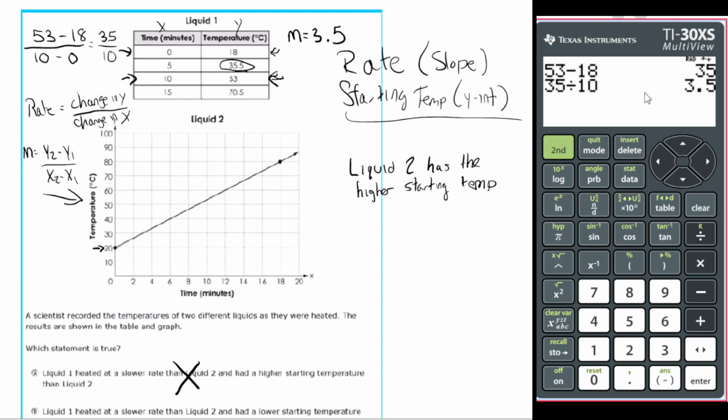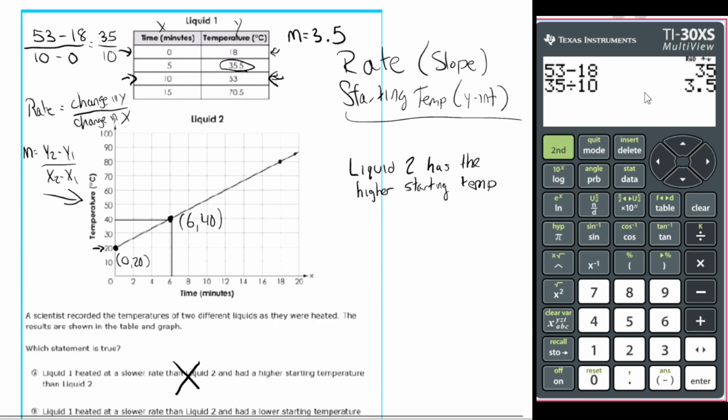So now we're going to do the same thing for your liquid 2, but this time we're going to use the graph. When you do this, you want to look for a point on the graph that the line is touching a perfect intersection. For example, here. Okay? And also here. This would be 0, 20. And this would be 6, 40. 6, 40.